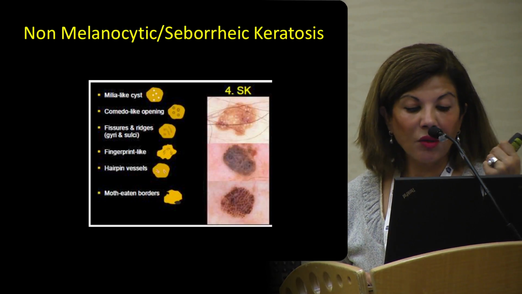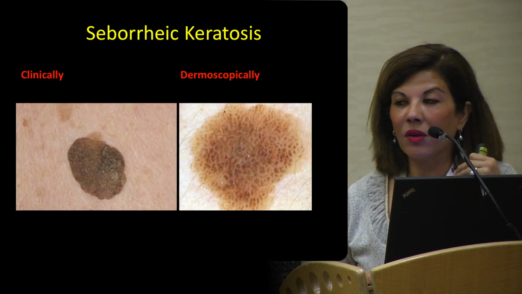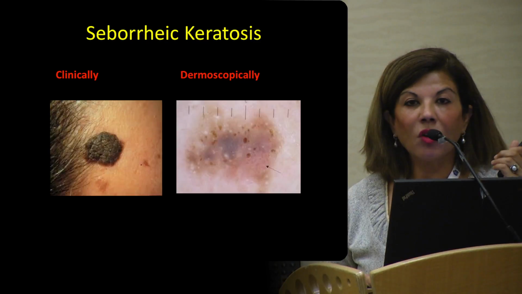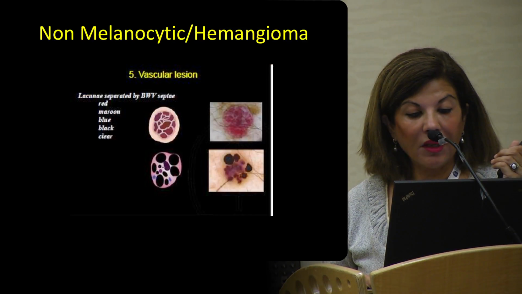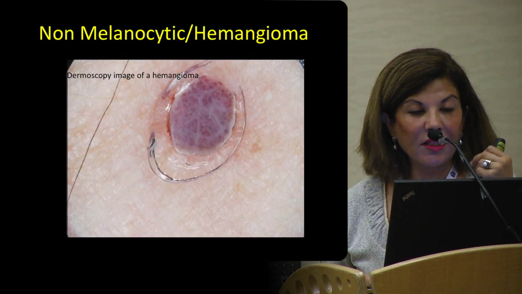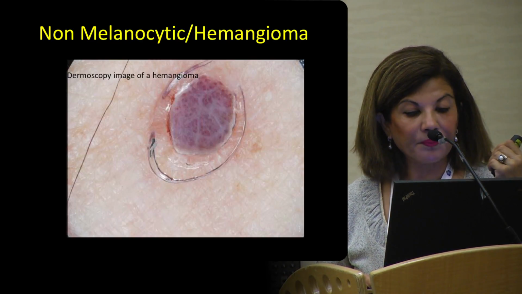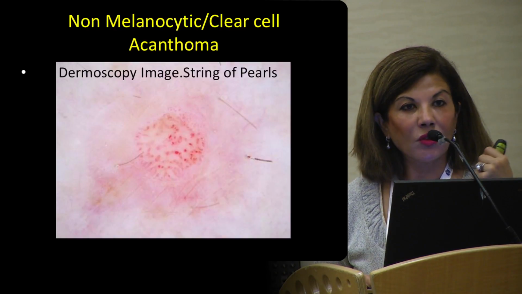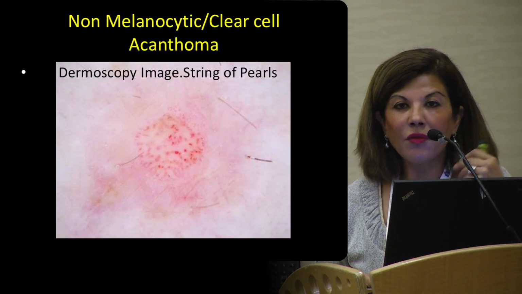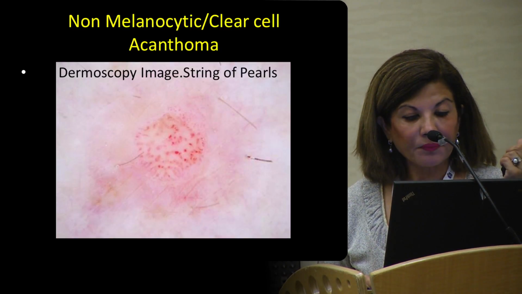Seborrheic keratosis looks like this under the dermatoscope. It has this cribriform pattern or finger-like projections, milia-like cysts, and comedo-like openings. Hemangioma can look like this under the dermatoscope, often has these lacunae that are red in color, separated by septa. And finally, a clear cell acanthoma, which is a benign pink tumor composed of clear cells, often seen on the sun-exposed areas, that looks like a string of pearls.